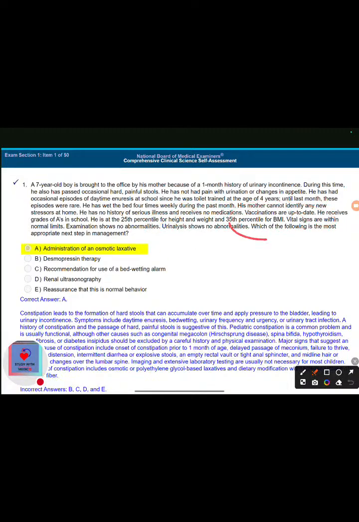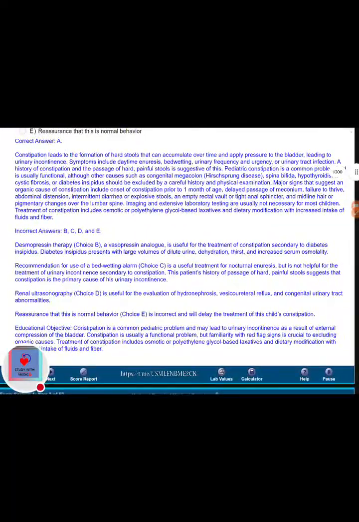Which one of the following is the most appropriate next step in management? The correct answer is administration of an osmotic laxative, because hard stools were there, so a laxative should be given. Let's see the explanation in detail.